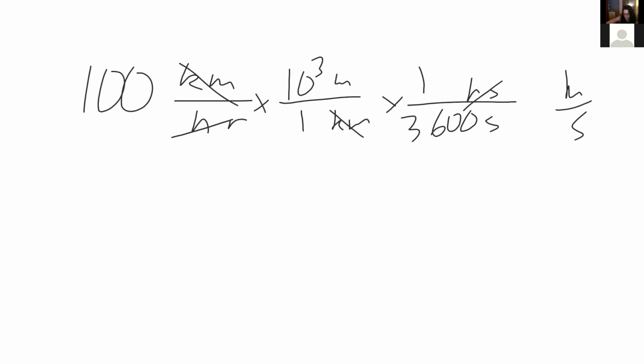Now, what is 1,000 over 3,600? That's 1 over 3.6, times 100. Anyway, that's unit conversion. I'm hopeful that if you do get a unit conversion problem on the exam, it will be an easy one to knock out.